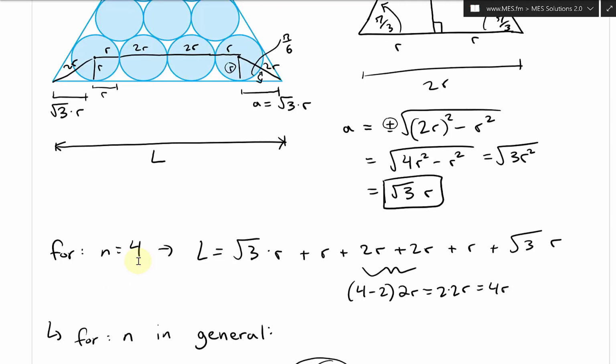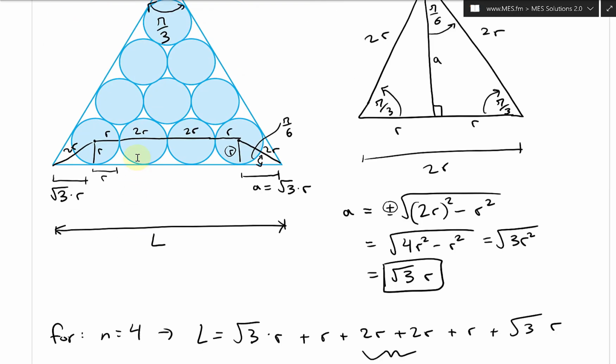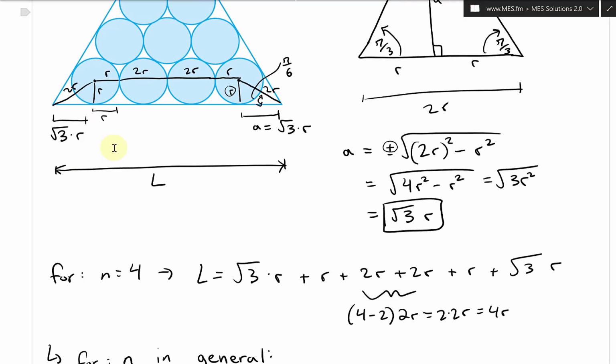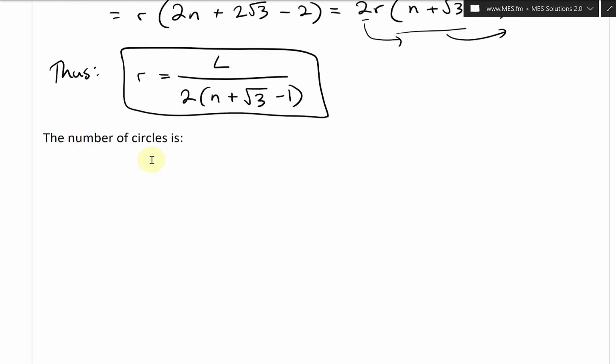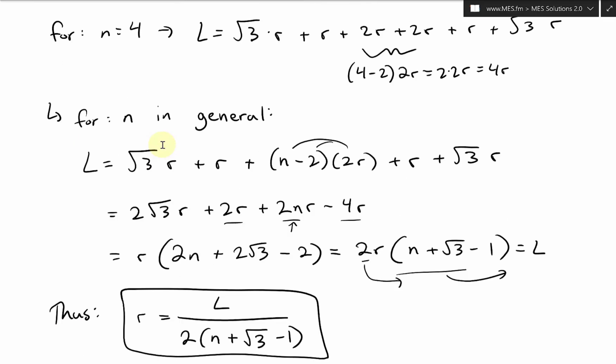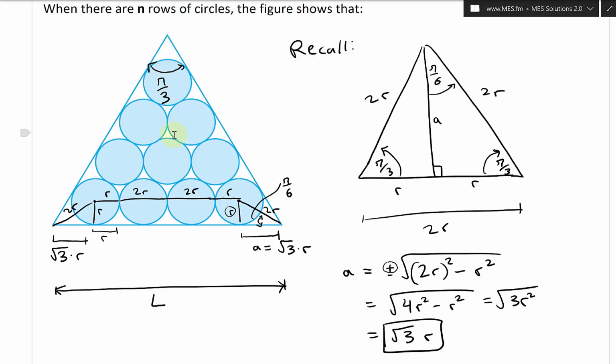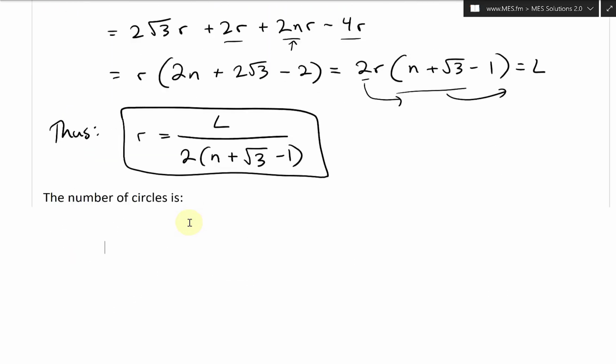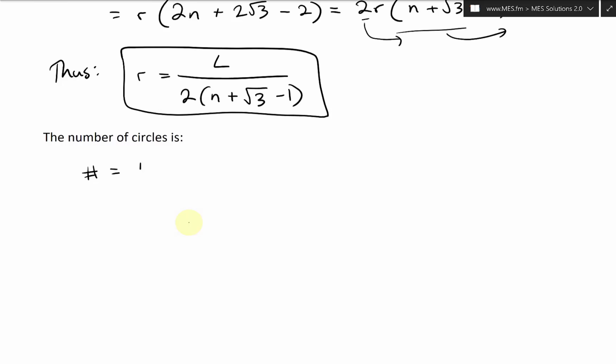Now that we have the radius of each circle in terms of L, we could solve the area for it, but first let's count the number of circles. For n equals 4, we have 1 plus 2 plus 3 plus 4. And again, for n, we're going to go plus dot dot dot all the way to n. And this just equals the sum of integers.